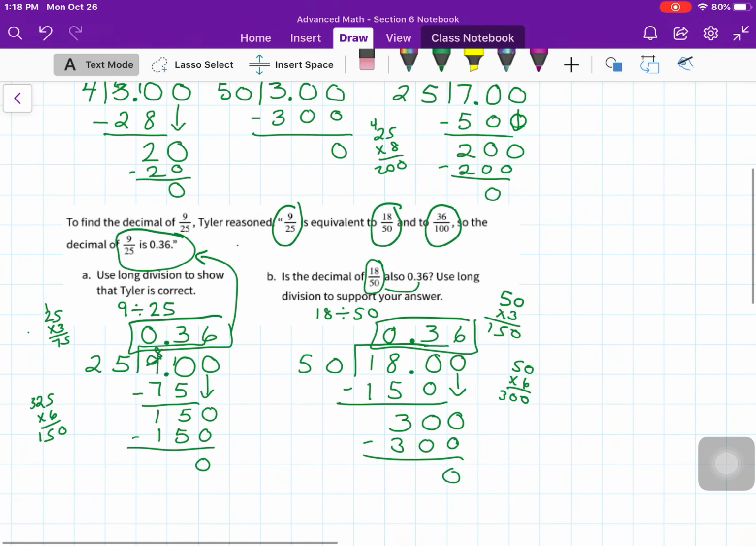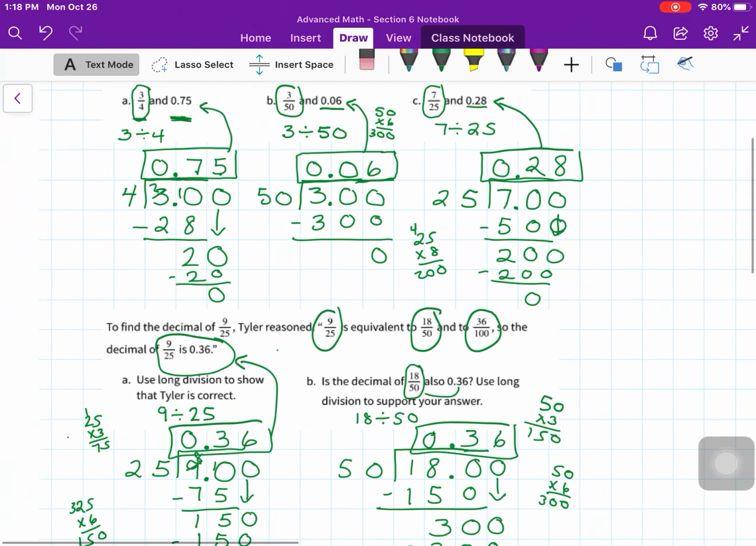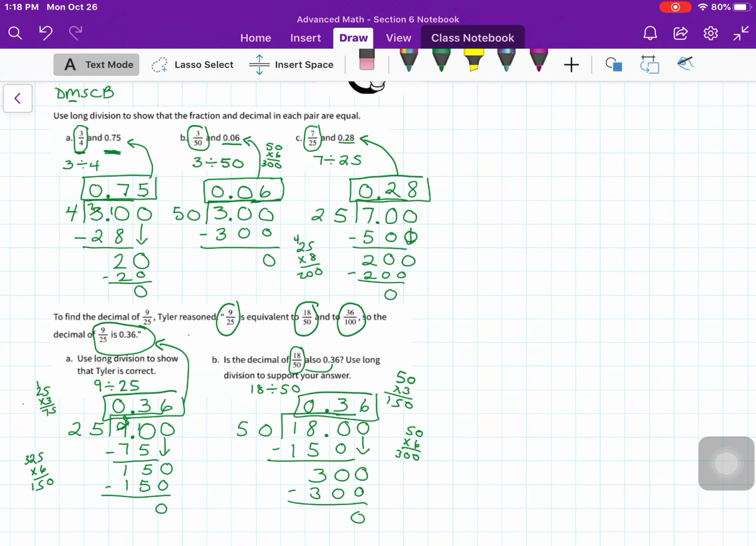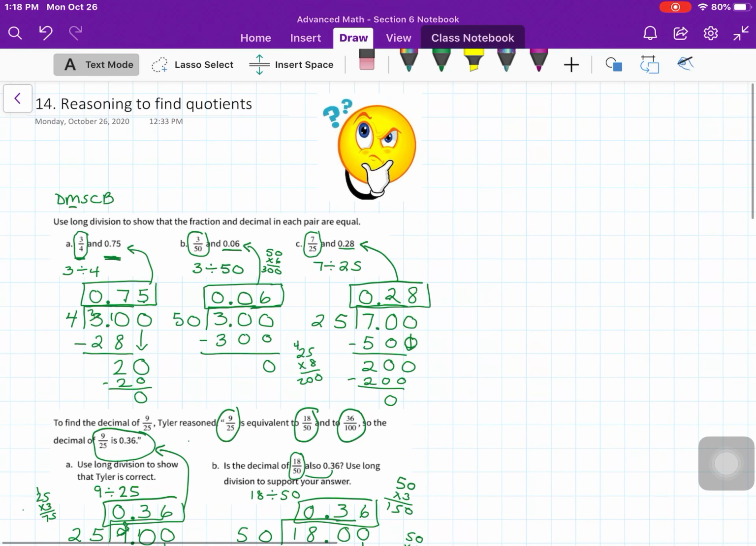So we can use our ability to show long division with the traditional algorithm to prove and reason that decimals equal certain fractions, and we can show it with our long division.